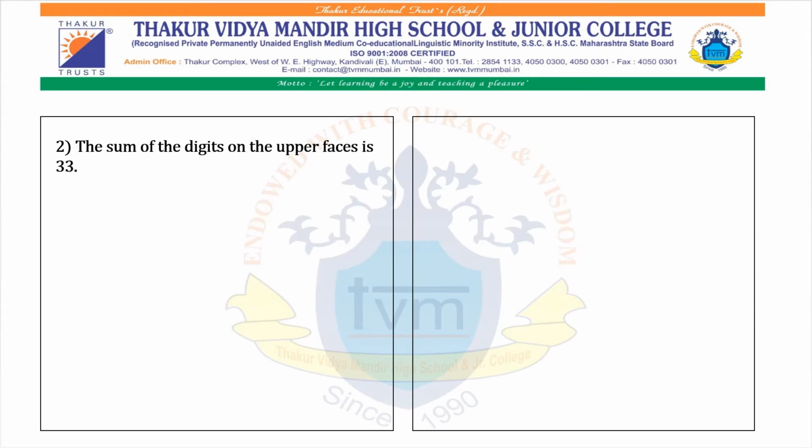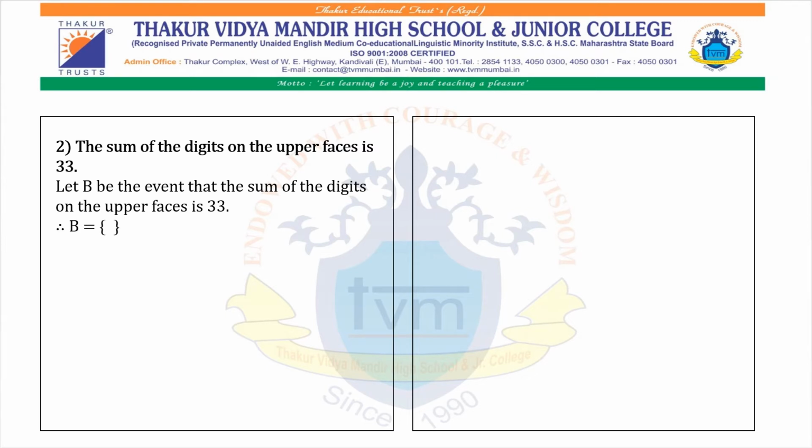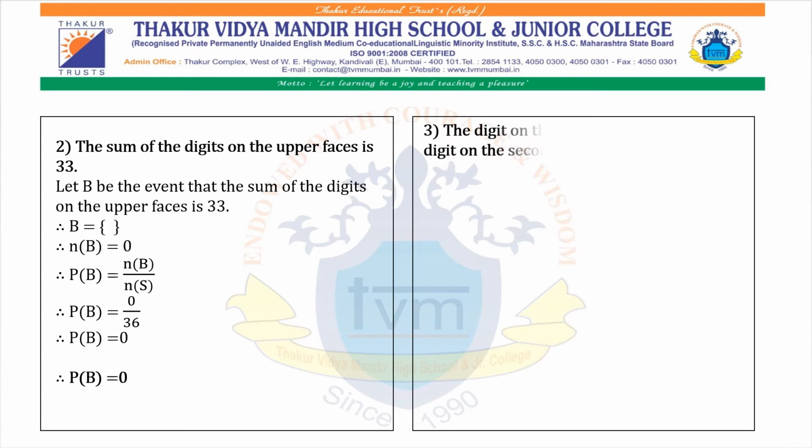Now, let's see the second event. The sum of the digits on the upper faces is 33. Let B be the event that the sum of the digits on the upper faces is 33. Therefore, B is the empty set. So, n(B) = 0. Therefore, P(B) = n(B) upon n(S), which is equal to 0 upon 36, which is equal to 0. Therefore, P(B) = 0.